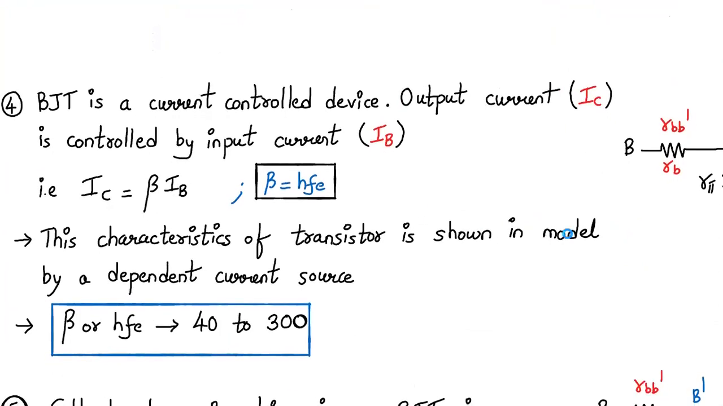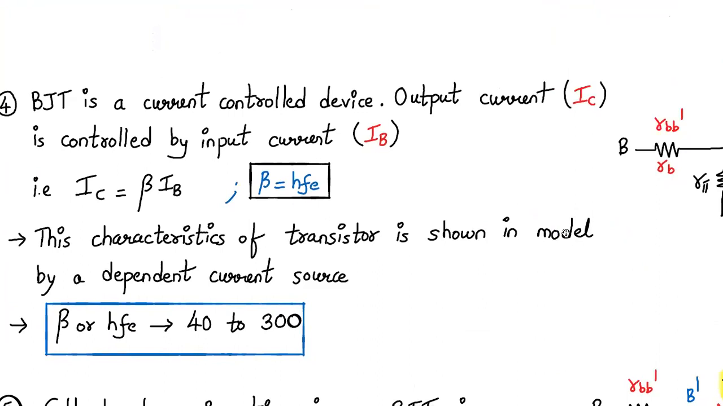your BJT is a current controlled device. So your output current, that is collector current IC, is controlled by the input current IB. And the relation is very clear: IC is beta times IB. And beta is also called HFE in the H parameter model. So this characteristic of the transistor is shown in the model by a dependent current source. Normally your beta and HFE value ranges from 40 to 300.